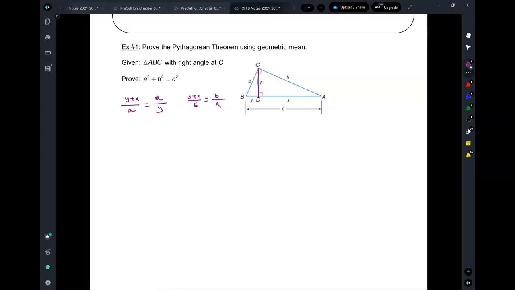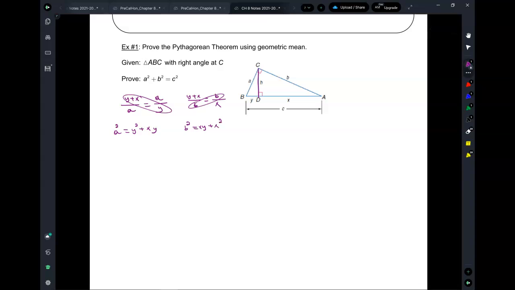Now, you know what we're going to do here? We're going to cross multiply. Okay, so from the first one, I get that A squared is equal to Y squared plus XY when I distribute. And for the other one, I get B squared is equal to how much? XY plus X squared. Okay?